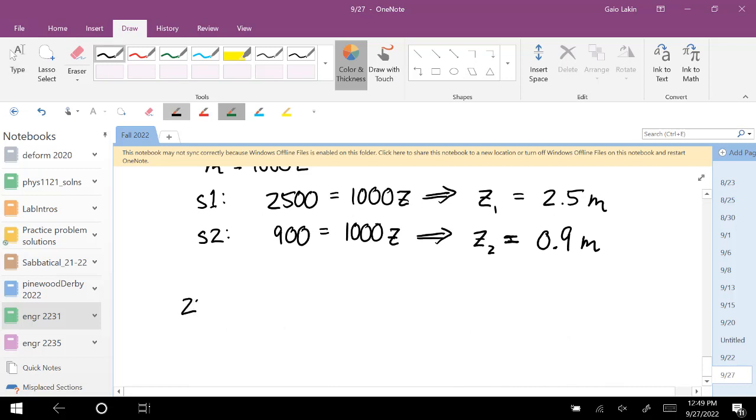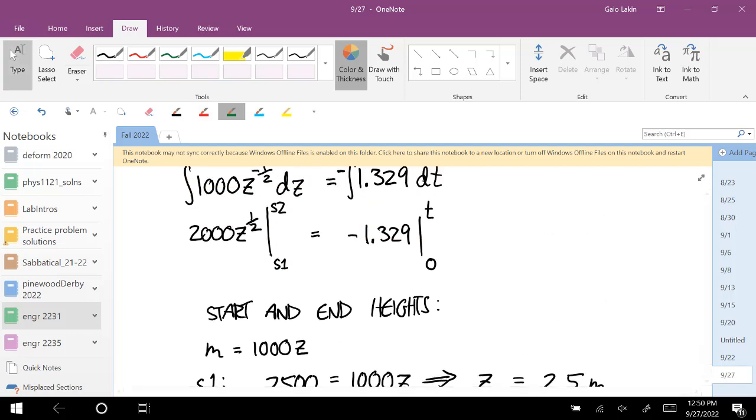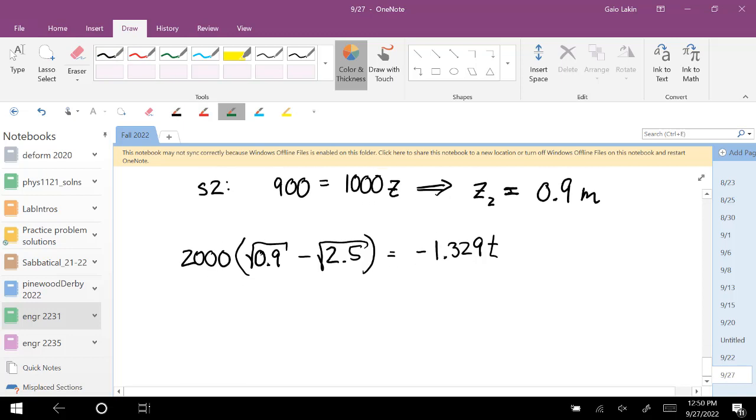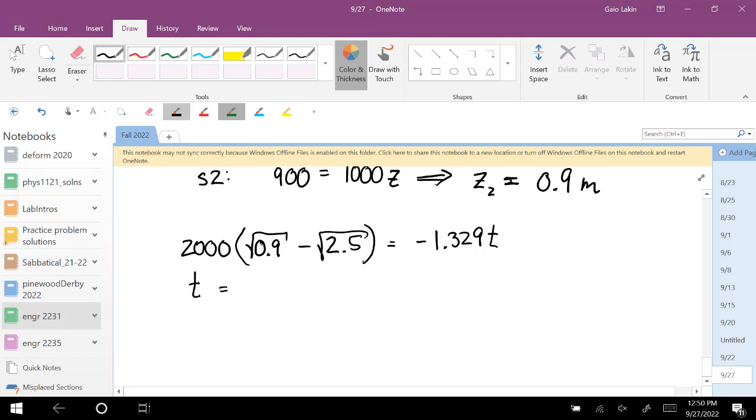And so you can do this as 2,000 times the square root of 0.9 minus the square root of 2.5. And that's equal to negative 1.329 t. And then solve for t. And if you plug that in, you get like 951 seconds, something like that.